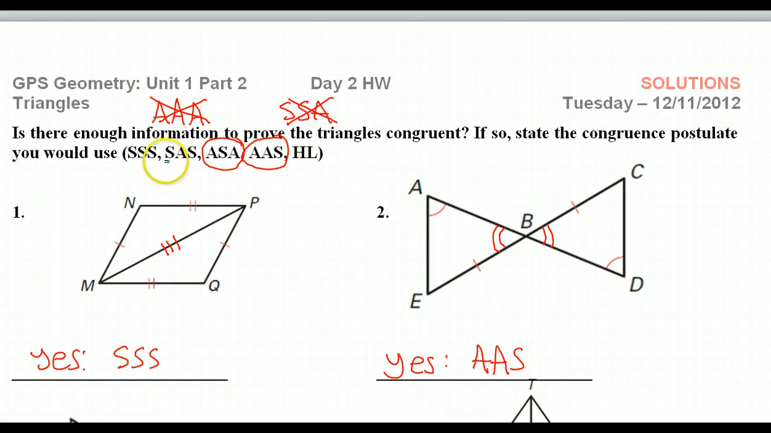The question is, is this side, angle, side, which would be 2 sides and an angle? Or is this the bad side, side, angle, which doesn't work? How do I know the difference? If the angle is between the 2 sides, then it'll be side, angle, side. If it is the non-included angle, the angle that's not between the 2 sides, then that's a no. That would be your side, side, angle.